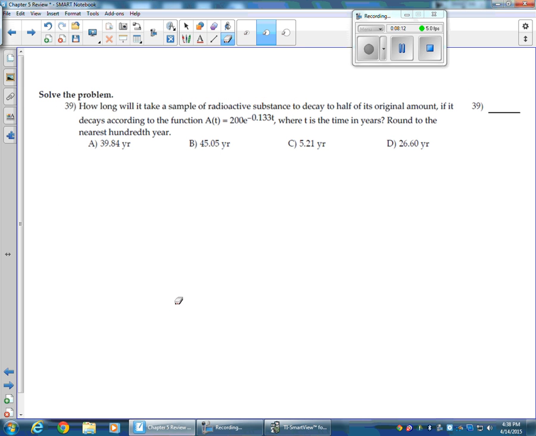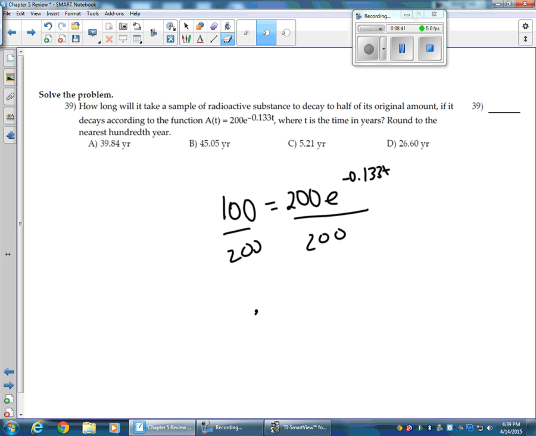39 is how long will it take a sample of a radioactive substance to decay to half its original amount if it decays according to this function. So half of its original amount, it's starting with 200. So half of its original amount would be 100. How long is it going to take it to get to 100 if we started with 200? Well, I'm trying to find t. Divide by 200 to start with. So I get 0.5 equals, because 100 divided by 200 is 0.5, e to the negative 0.133t.